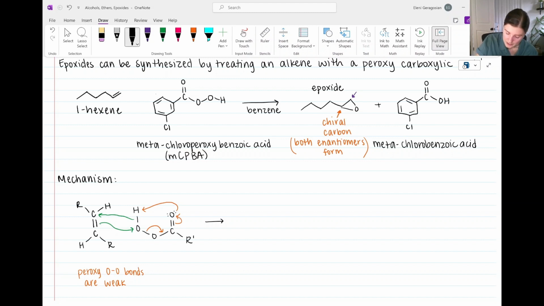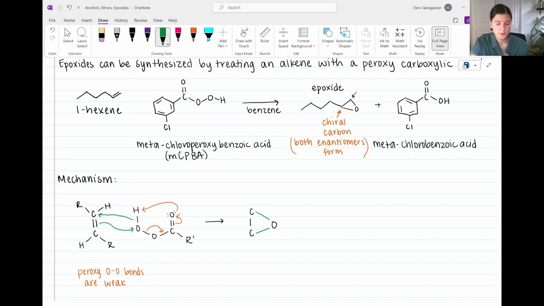So now if we're drawing the products, we have our carbon to carbon double bond. I'm sorry, we don't have a double bond anymore. We have a carbon to carbon single bond. The double bond created a bond to the peroxy oxygen. And then the oxygen to hydrogen bond, these electrons are now shared between oxygen and carbon. And that's how we get our three-membered ring.